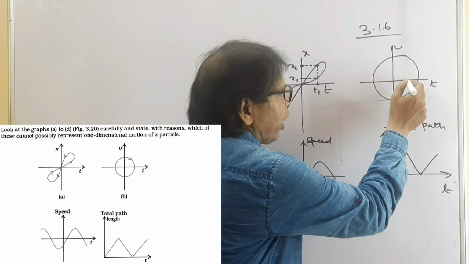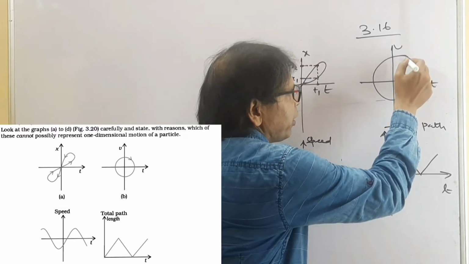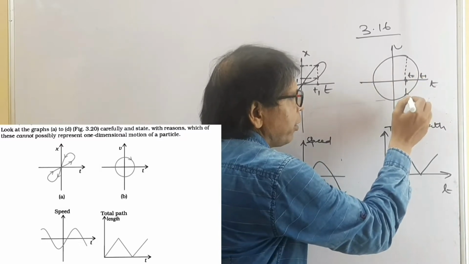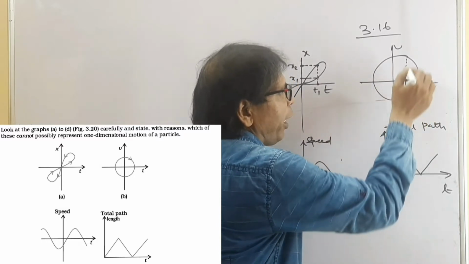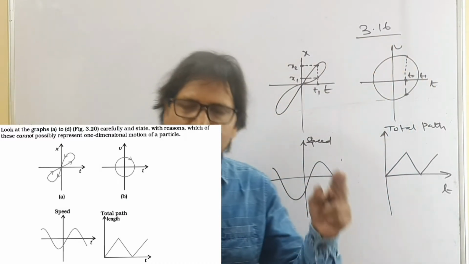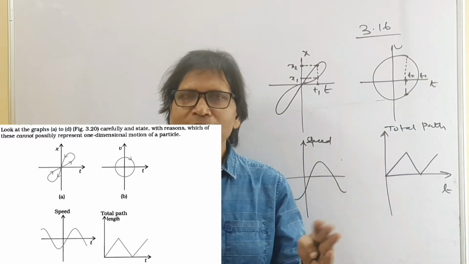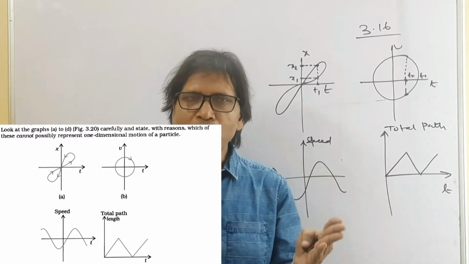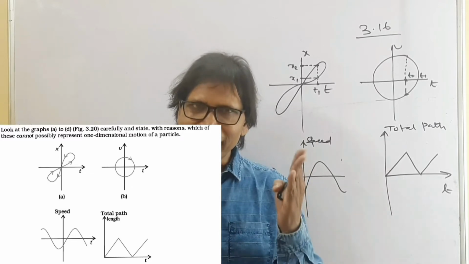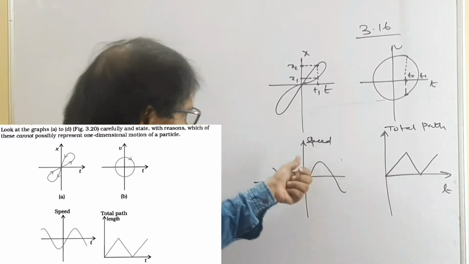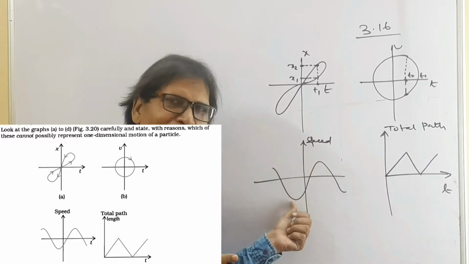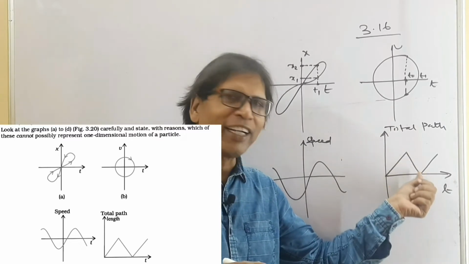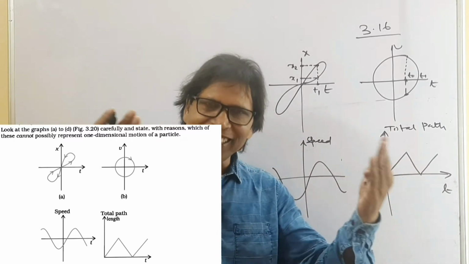Now this graph, this is the v-t graph. Look at this. At time t equal to t1, the particle has a negative velocity as well as a positive velocity of the same magnitude. A particle can never possess two equal and opposite velocities at a given time. Okay, now look at this. Speed can never be negative. Here the total path never decreases, total path always increases.